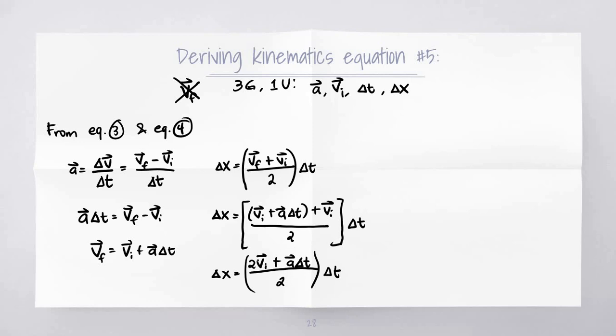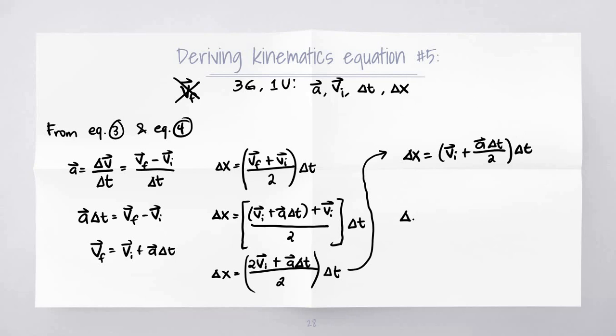So if we try to simplify this one, all the terms inside the parentheses, let me just write it in here. So this will give us delta x is equal to vi, so initial velocity, plus acceleration times delta t all over 2 times delta t. And then we distribute delta t inside the parentheses.